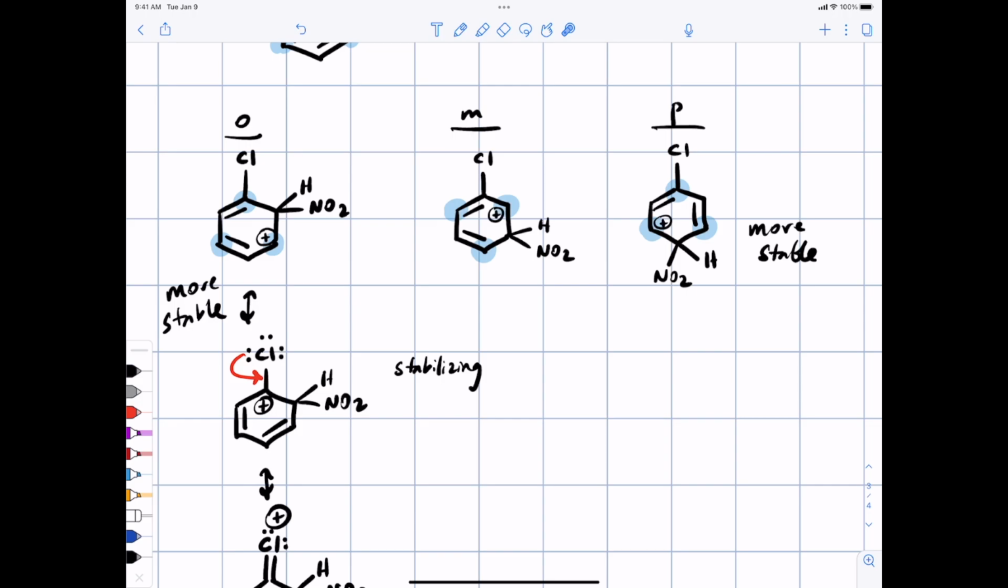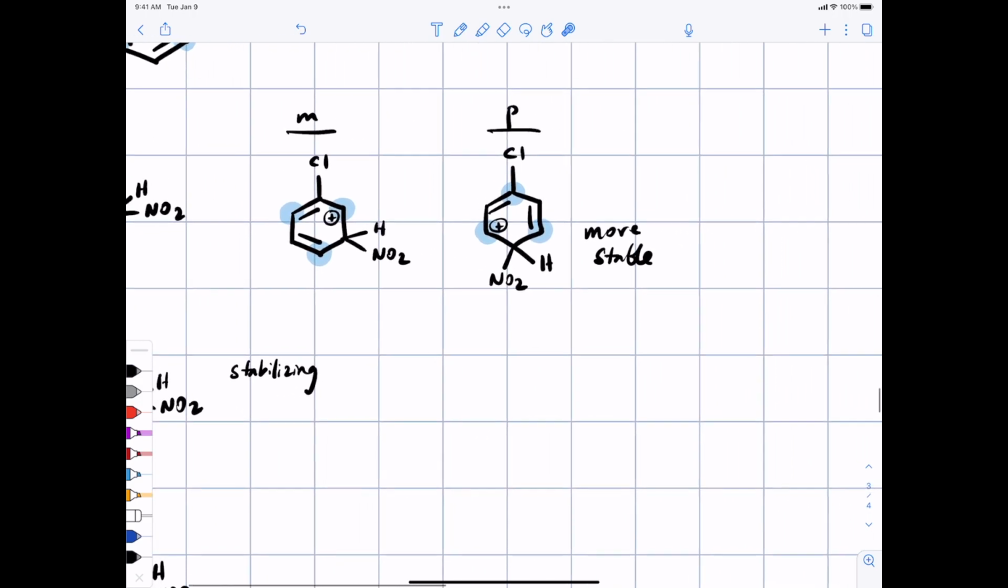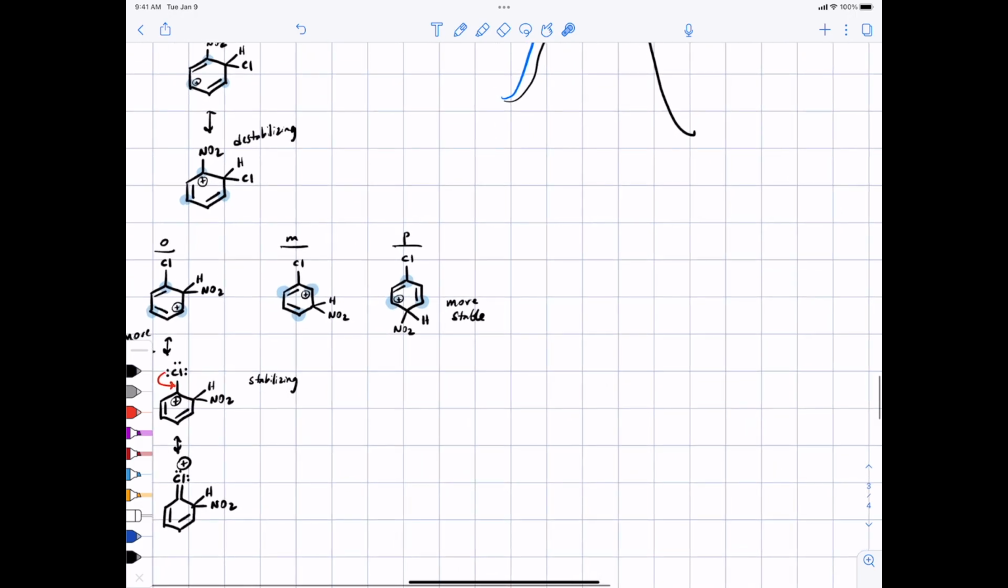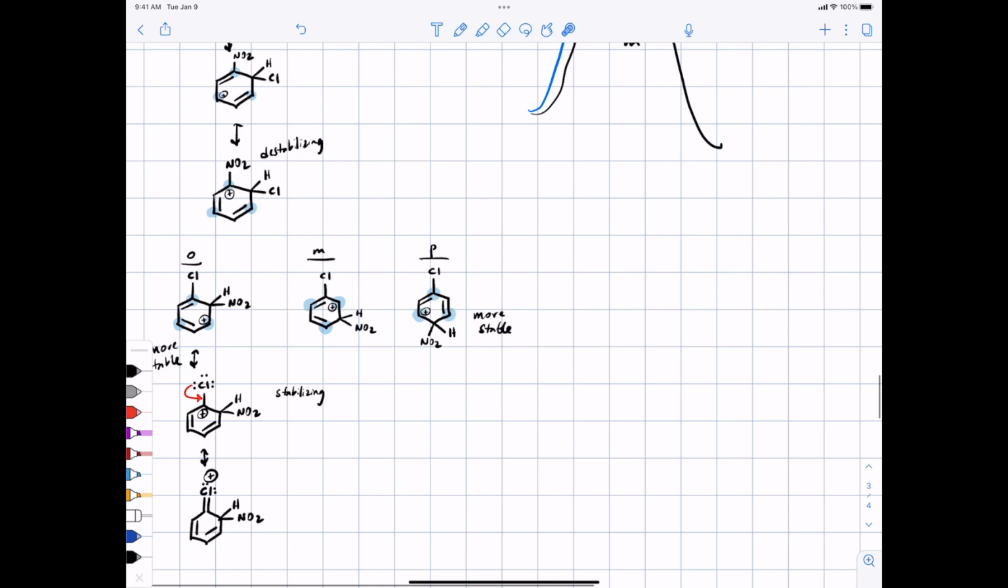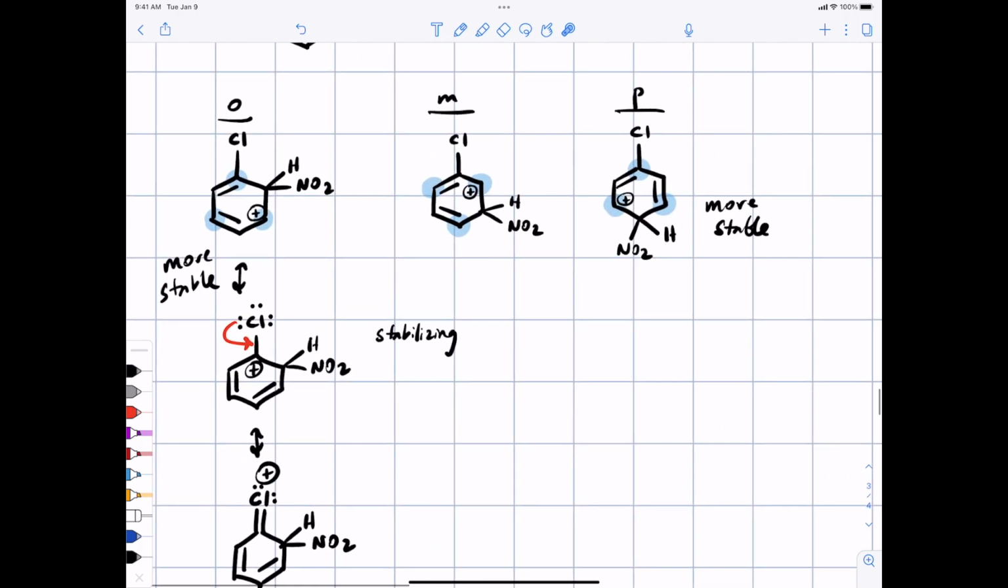All right? Okay. So, and this is general. In general, donating groups are going to favor ortho and para substitution because ortho and para substituted carbocations place positive charge adjacent to the donating group, where they can stabilize it either by resonance or by an inductive effect. Okay, questions so far? Yeah.